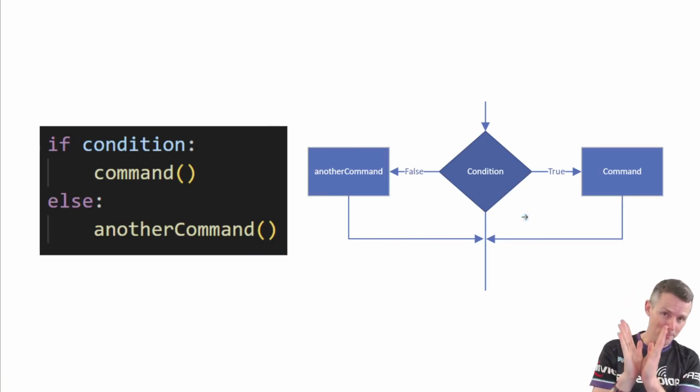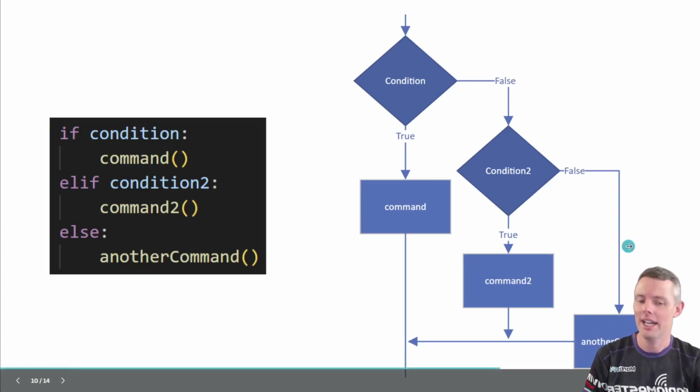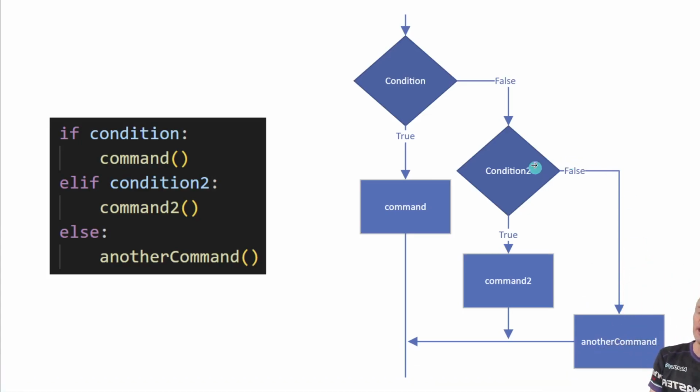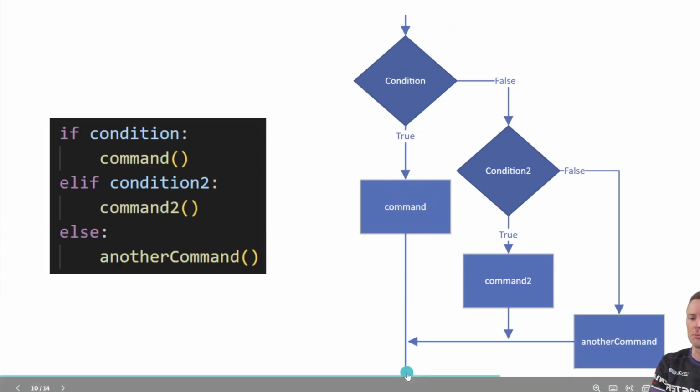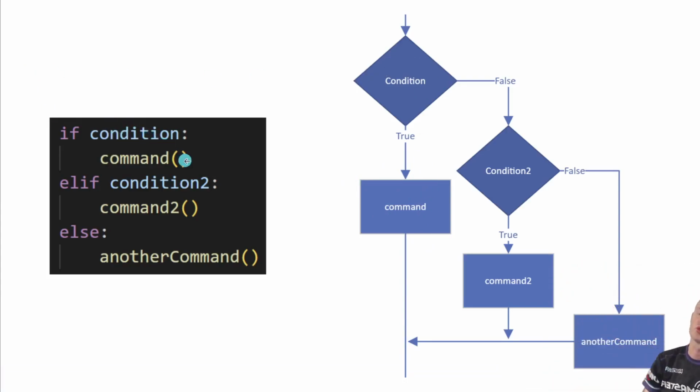Now, the next one, bear with me, because this is going to look absolutely nuts when we first look at it. My head's going to be in the way, so I'm going to move out of the way. You can see we've got two conditions and an else, and we've got command 1, command 2, and another command. If the first one is true, it runs the first command, and then it just goes back to normal. That would be if this condition up there is true.